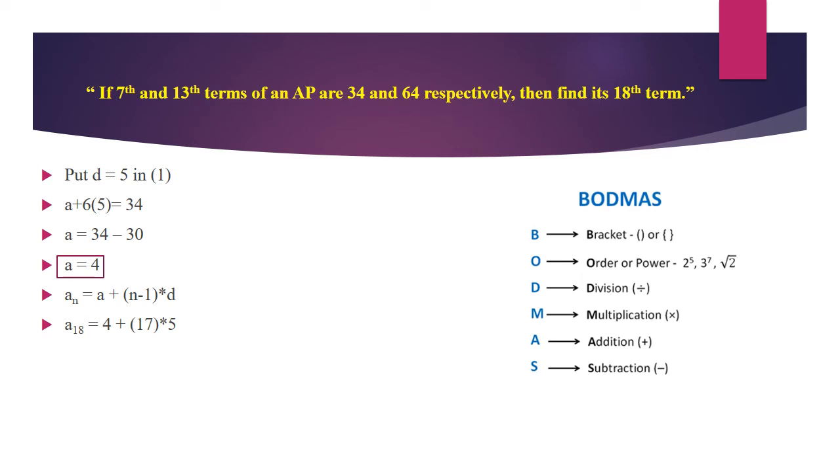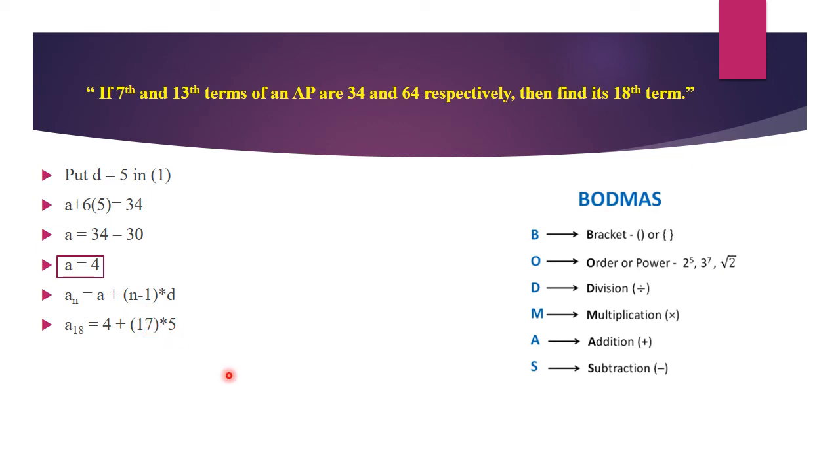Then comes O for order. Order means power of, if we have any powers that we have to solve. D for division, M for multiplication, A for addition, S for subtraction. Now you can see in this equation we have two different operations, one is addition and one more is multiplication. If you first do addition, that is going to be wrong. According to this BODMAS rule, in the order first comes multiplication, then comes addition.